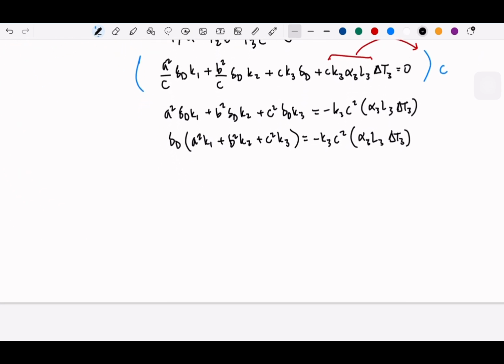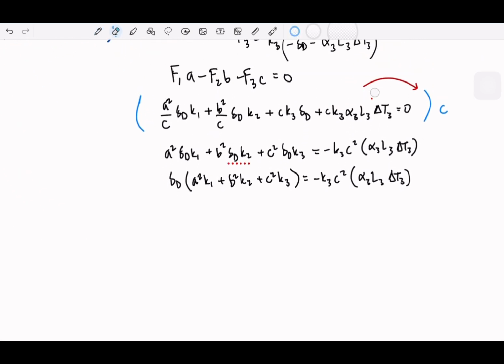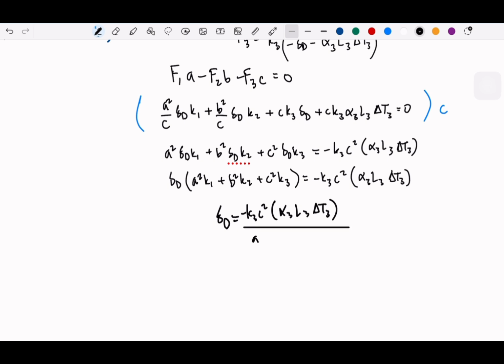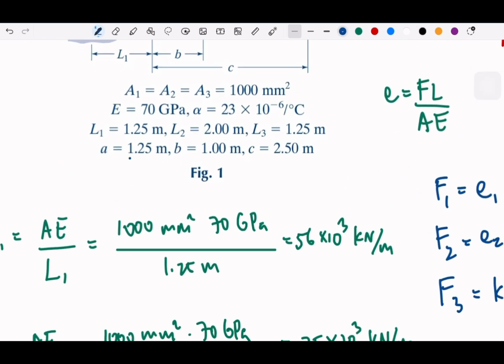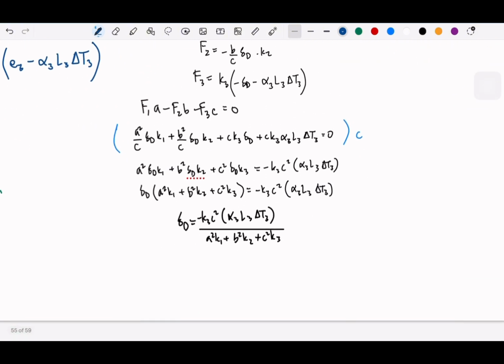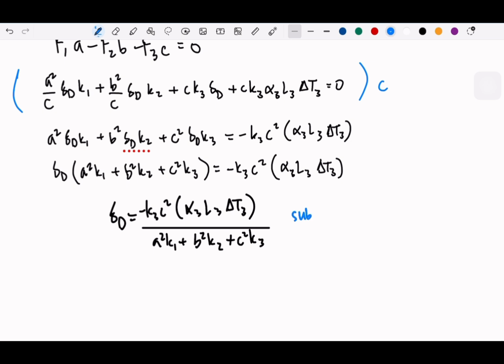Okay. I think I will erase this. Okay. So delta D is negative K3 alpha 3 L3 delta T3 C squared over, plus C squared K3. Do we have the value? Oh, we have the value. Value ABC is here, okay? So A is 1.25, 1 and 2.5, so we can substitute. So let me write here, sub all values.